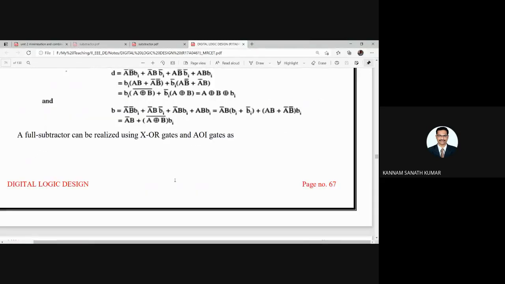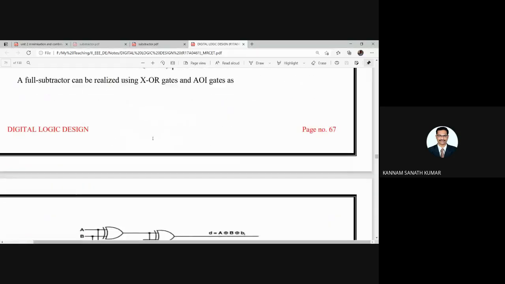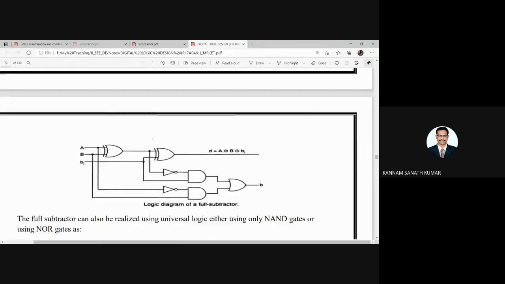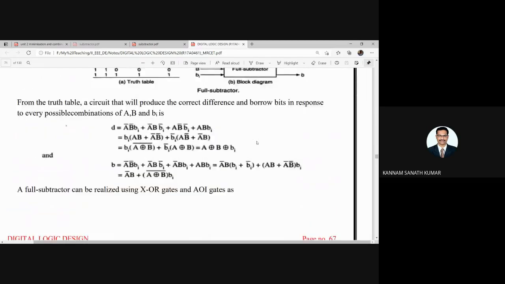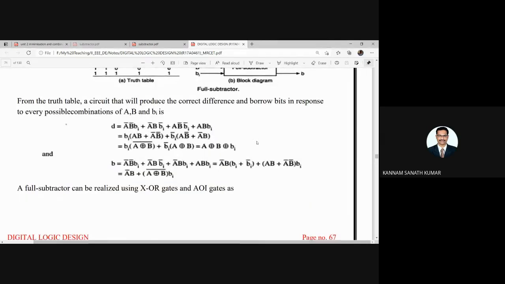So you can realize this expression for the full subtractor by using XOR gates and inverter gates. So this is the XOR gate. You can use two XOR gates. One is a two input XOR gate, giving A XOR B, and the output of this XOR gate is given as an input to one more XOR gate. So you will get the difference as A XOR B XOR Bi. And next, what is borrow? Borrow is A bar B plus (A XOR B) whole bar into Bi.